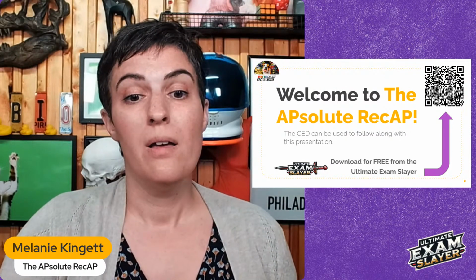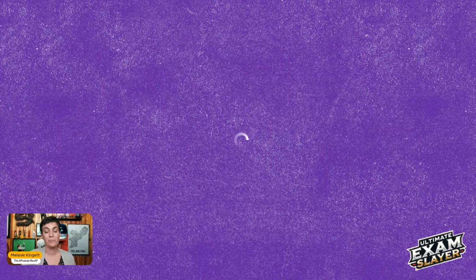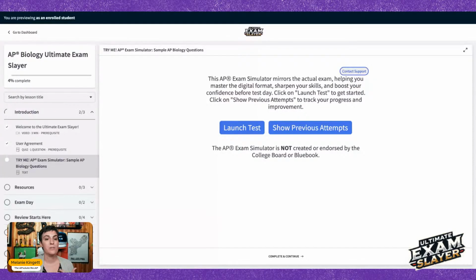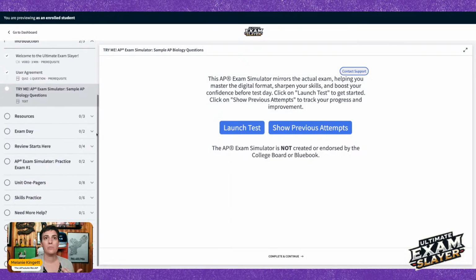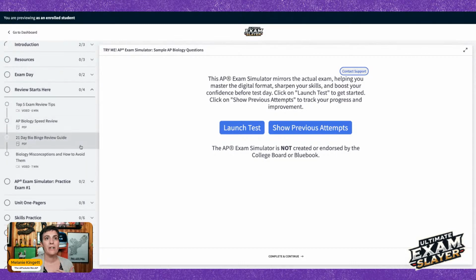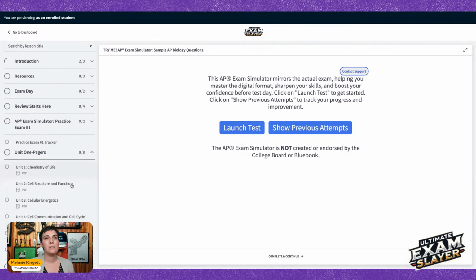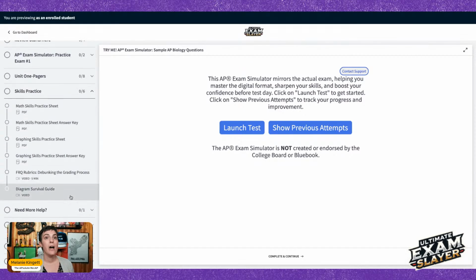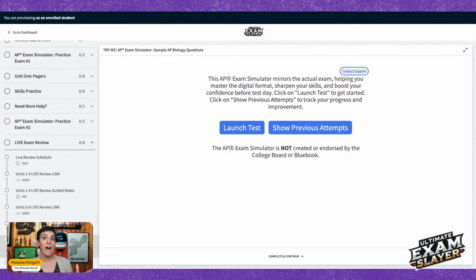When you are over in Exam Slayer, this is what it looks like. You can see on the left-hand side a couple of options, and we're going to be launching inside of the simulator. The simulator that I have built for you isn't an Exam Slayer, but you can access the questions the same way. So over on the left-hand side, if you're going to be toggling down, you'll see some resources for you here. This is where I have the CED linked. You also are going to find some other videos. Here's some more practice, the one-pagers, the skills practice, and some other opportunities if you need more help. And obviously, these are where the live exam review things have been linked.